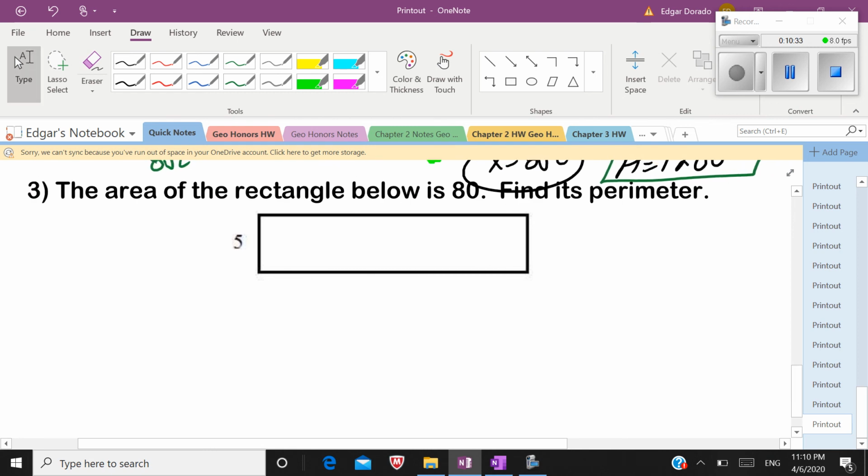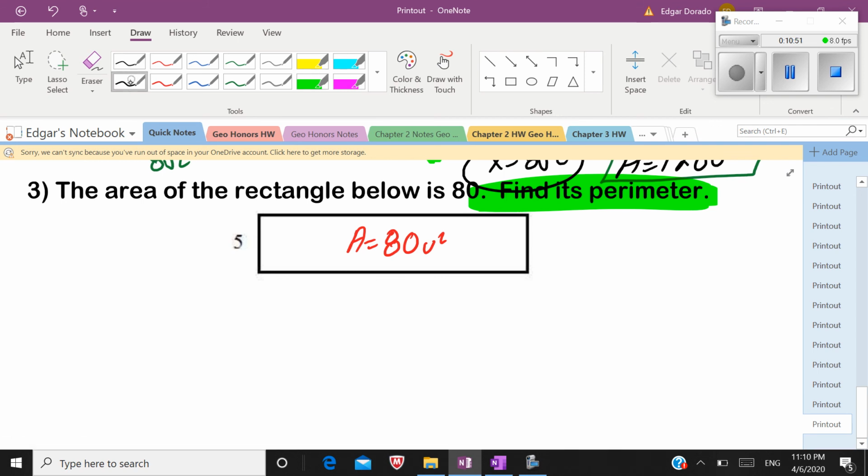Like I said, super short video today. So it says the area of a rectangle below is 80 units squared. We want to find its perimeter. Well, guys, all this is really asking you is to go work backwards, okay? What do we know? We know that the area of a rectangle is base times height.